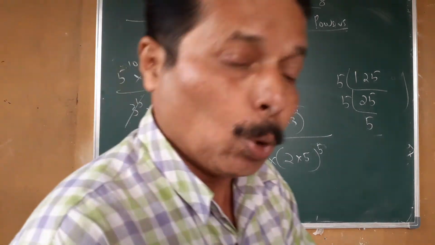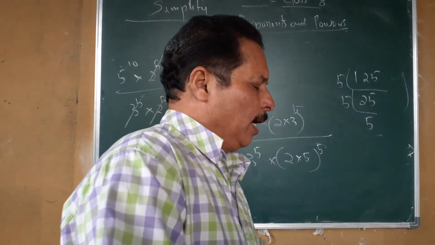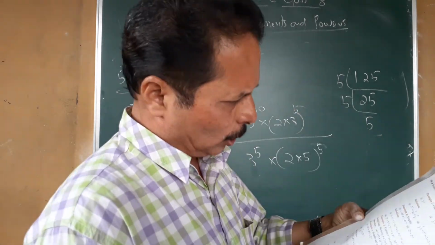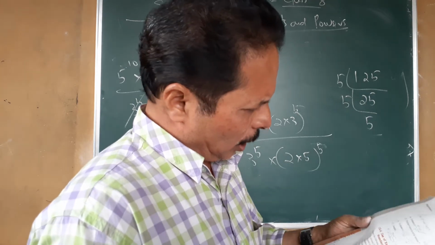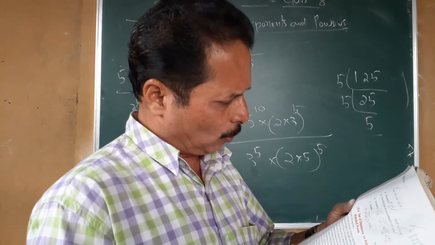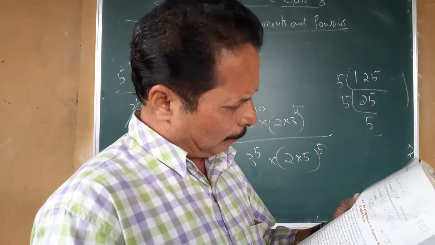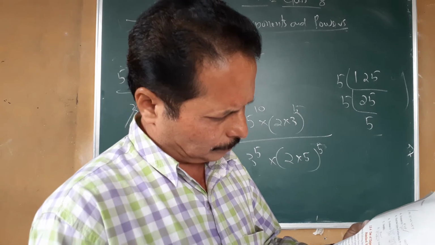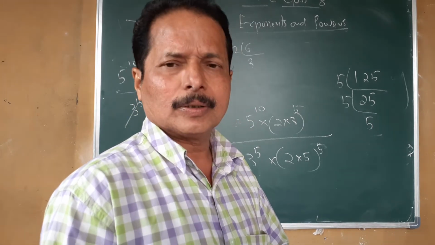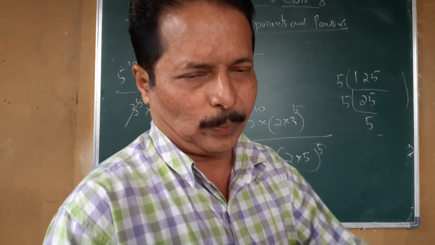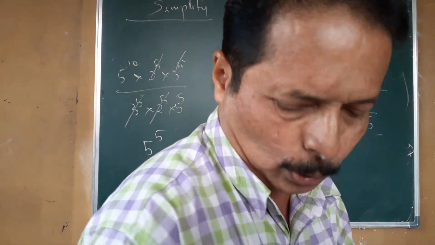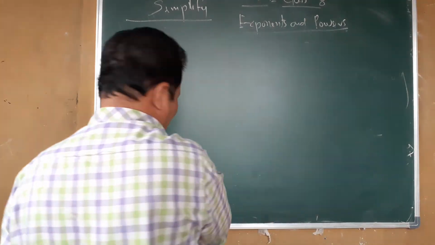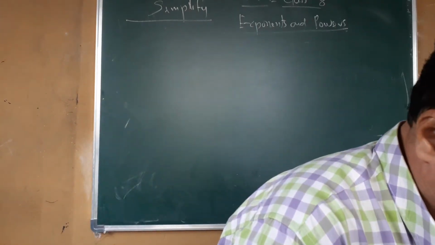Is it over? So do once again the same problem. That's on page number 198. You note that, page number 198, not 196. Question number 7. Is it over? Then question number 6 also. You do question number 6 also. This is question number 7. Then question number 6. Look here.